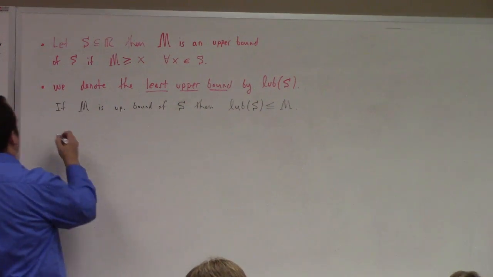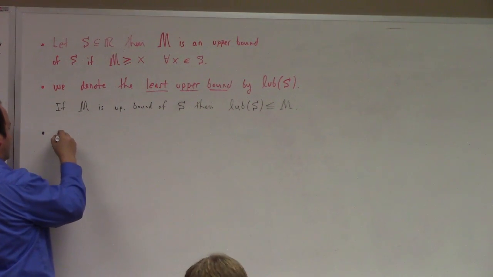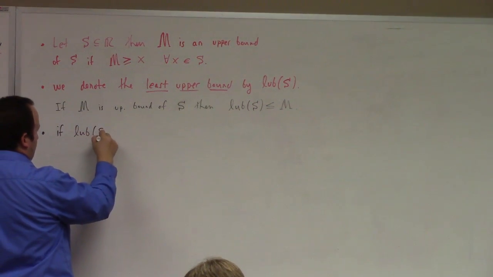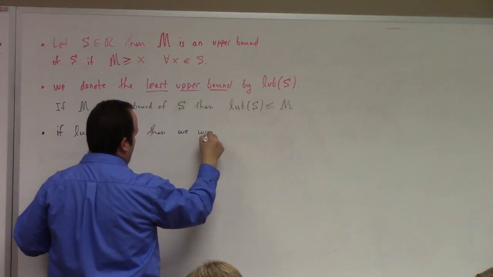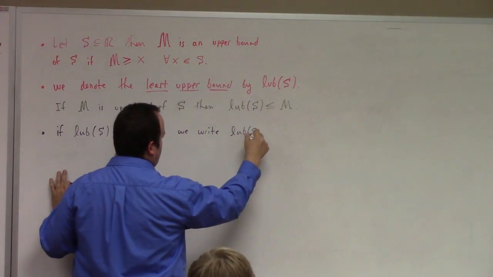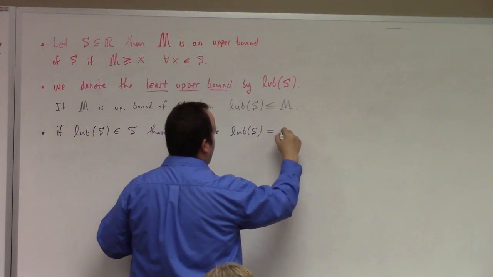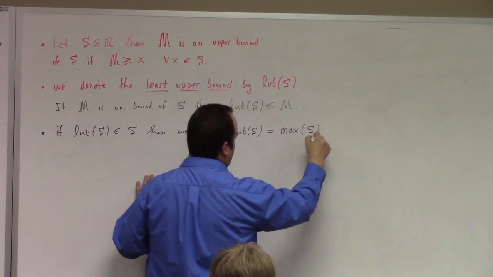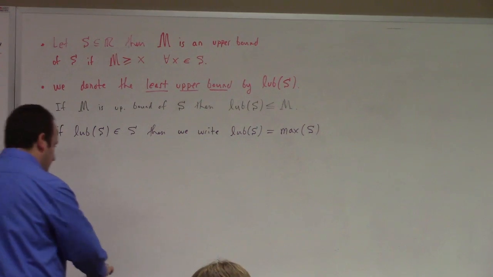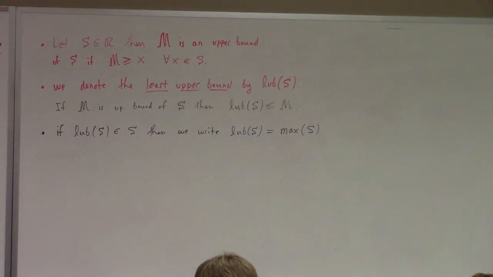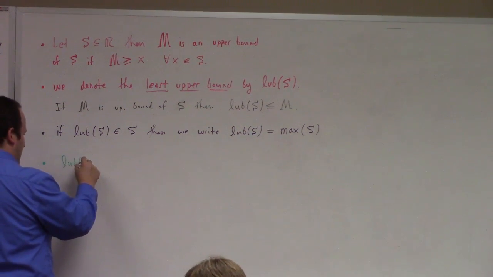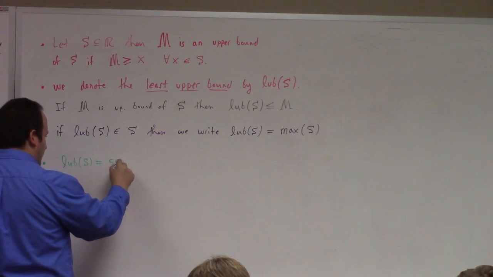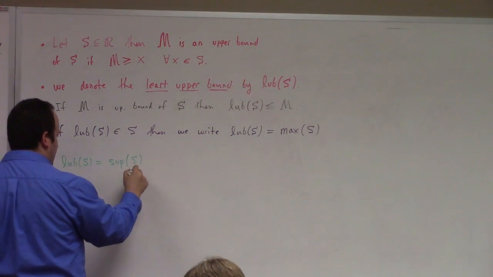Finally, one last point, terminology-wise here. If the least upper bound of S is an element of S, then we write that the least upper bound of S is actually equal to the max of S. I should tell you, there's another popular naming convention for these things. Like other books, myself included, would sometimes say that the least upper bound of S is called the supremum of S, or sup S. It's the supremum.